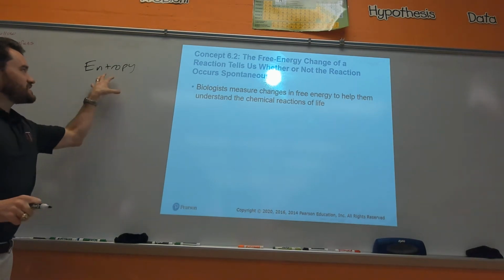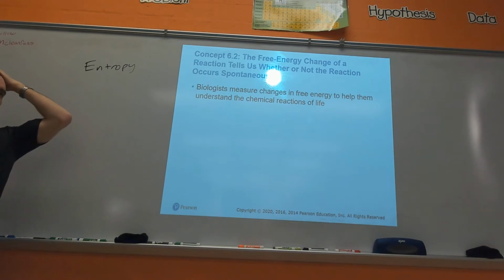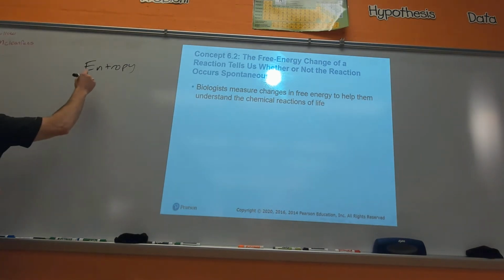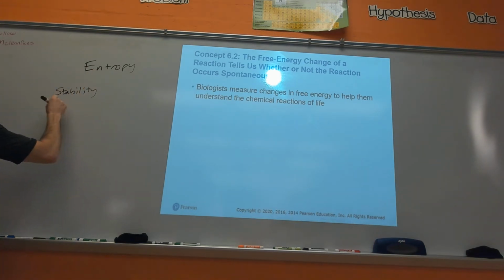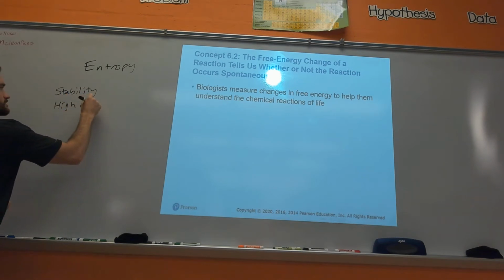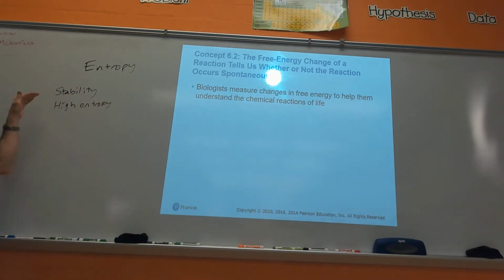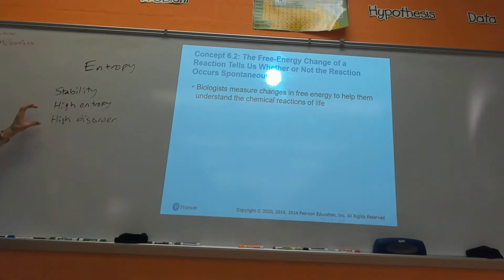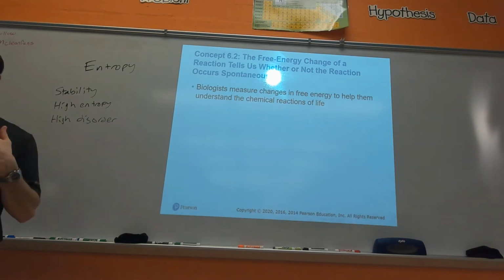And I emphasize, I want to start with that first because I think that's maybe backwards. When you think of stability, so stability in nature is high entropy. And high entropy means high disorder. In other words, when you think of stability, when you're thinking of chemistry and biology, just organized chemistry, think of high disorder.